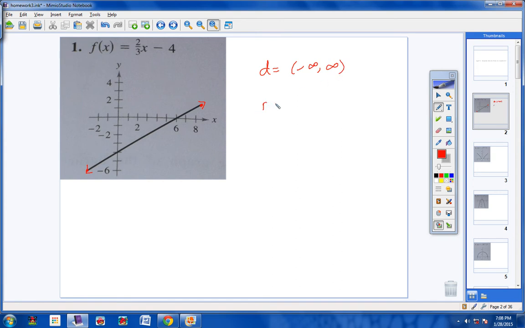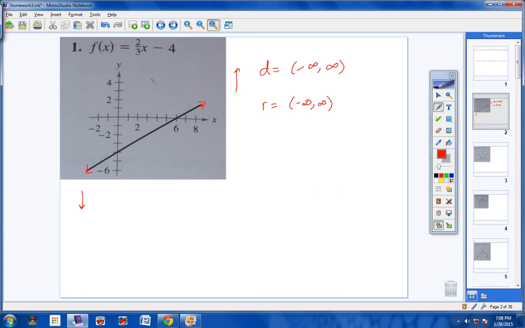Now the range is going to be the same, because as this continues to go right, it's also going to continue to go up and up and up and never stop. As this continues going to the left, it will continue going down, down, down, and never stop. So the range is also going to be negative infinity to positive infinity.